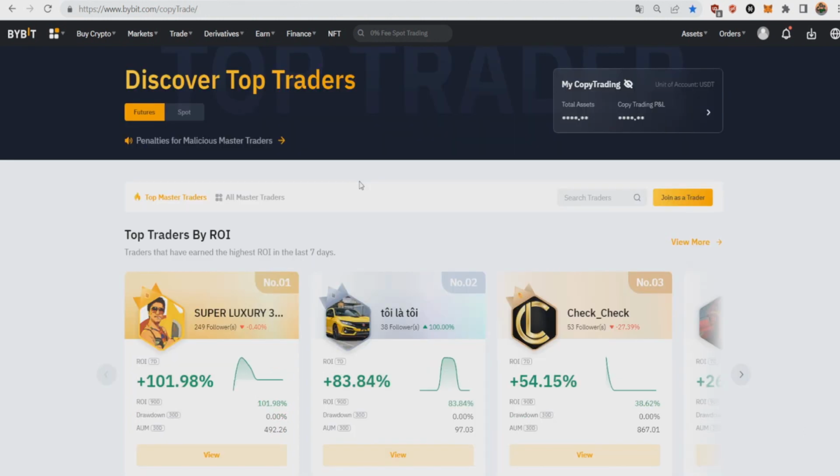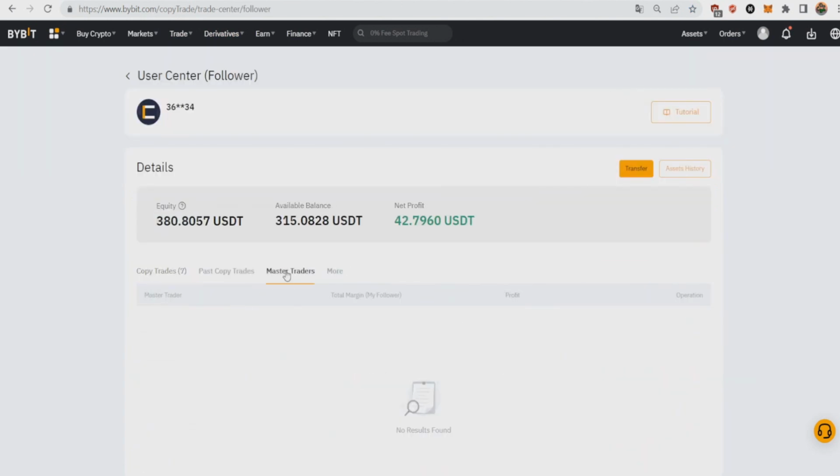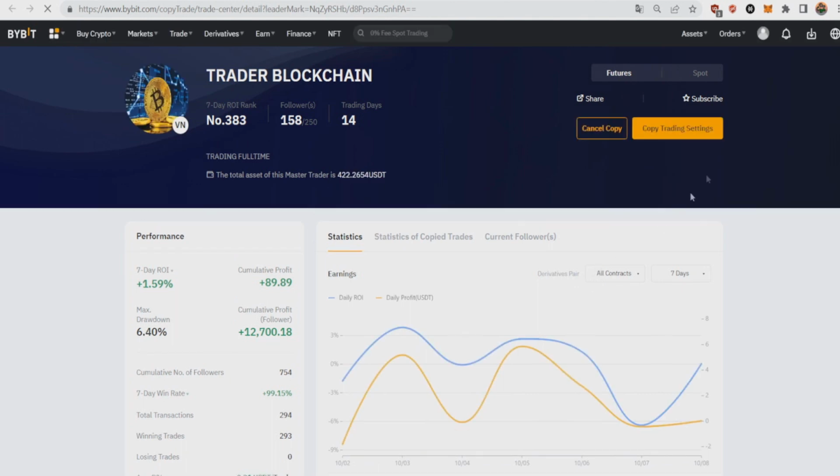So the next thing I'm gonna show you guys is how can you actually adjust your copy trading settings. So you just go to copy trading derivatives, then you click on my copy trading, then you're gonna click on master trader, guys. So you're gonna click on the name of it, then it will bring you to the screen which I showed you, and then you can just do copy trading settings.